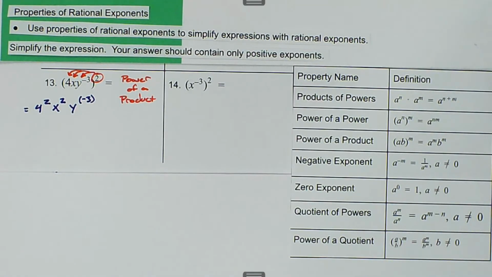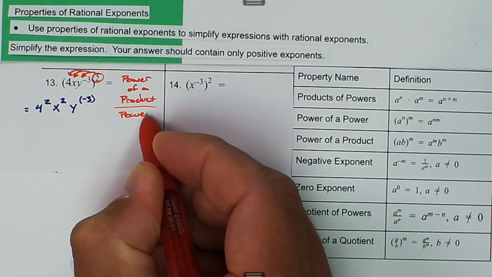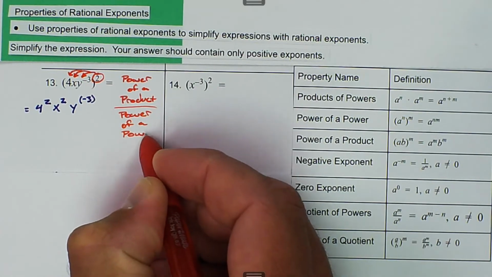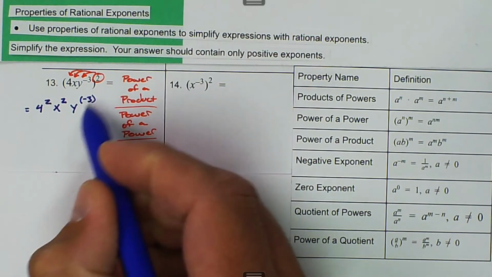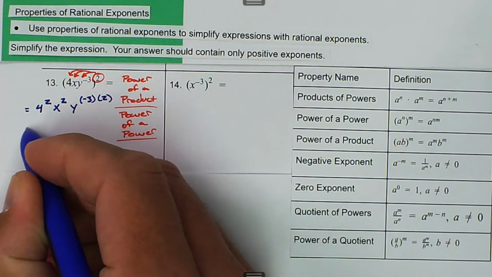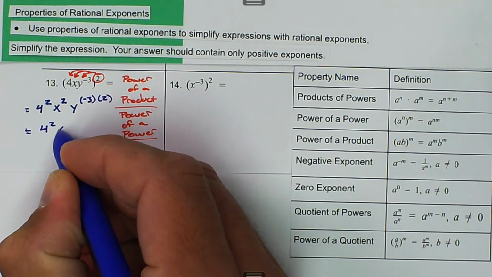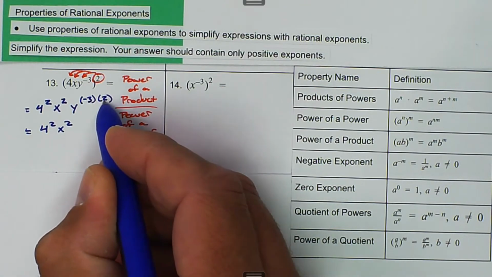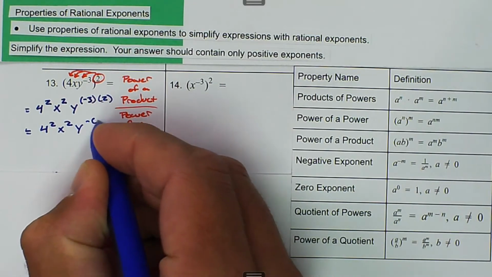And now that next step is going to be power of a power. So we're going to take the negative 3 and multiply it by 2. So we can simplify this. We get 4 squared, x squared, and then y raised to negative 3 times 2. So negative 3 times 2 is negative 6.